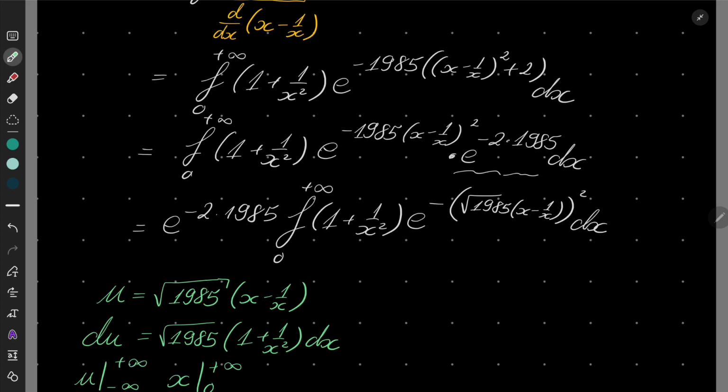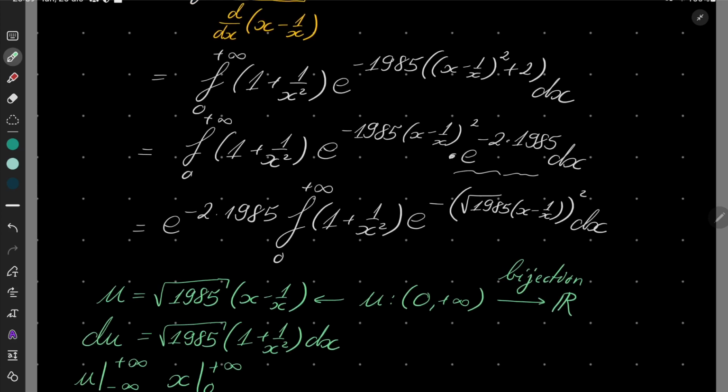Moreover, I will leave you as an easy exercise. No, not. It's obvious. This function is bijective because it's increasing. Why is it increasing? Because derivative is positive. So it's a bijection. u is a bijection between 0 to plus infinity and real numbers. Okay, so this substitution is perfectly legal.